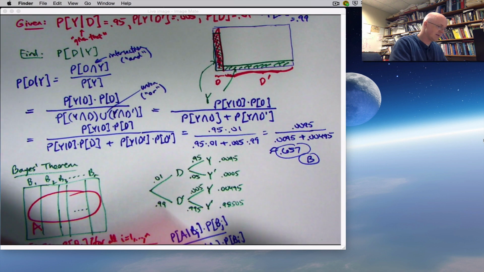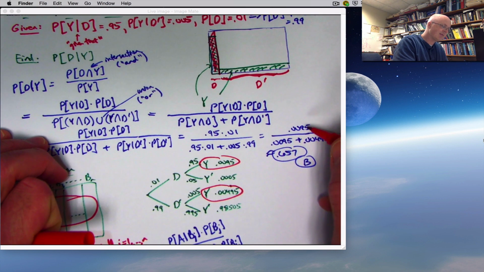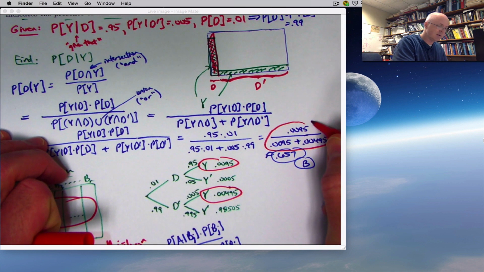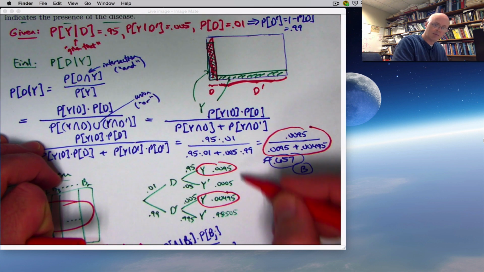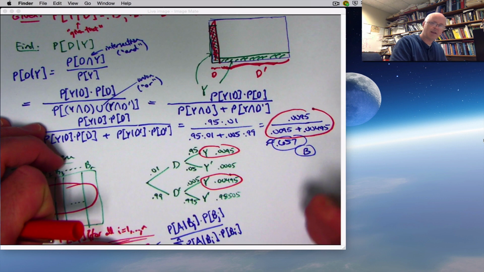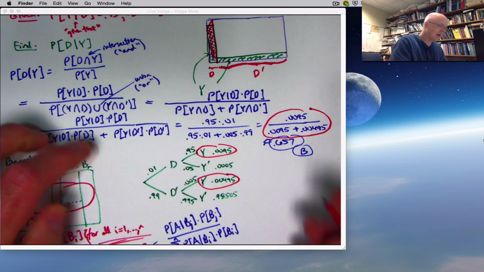Then for our problem, we were focused on those people for whom the test came back positive. That would include the two Y's, this one and this one. And the final ratio that we computed was this number divided by the sum of these two numbers to get the answer. So you could see how that would more quickly help you solve the problem. And again, like I mentioned just a minute ago, it can help you solve other problems.